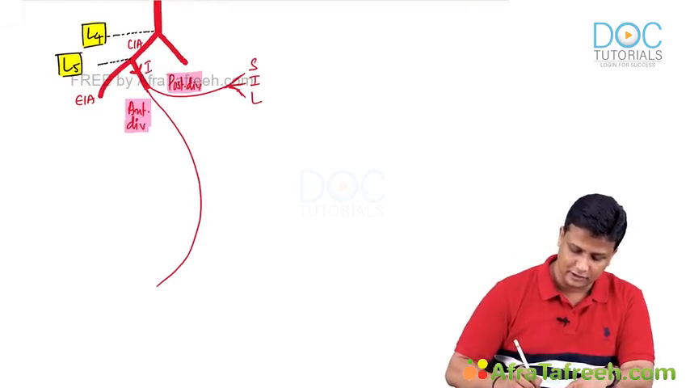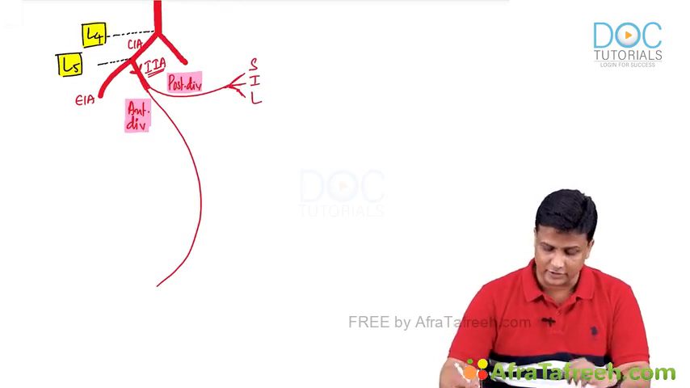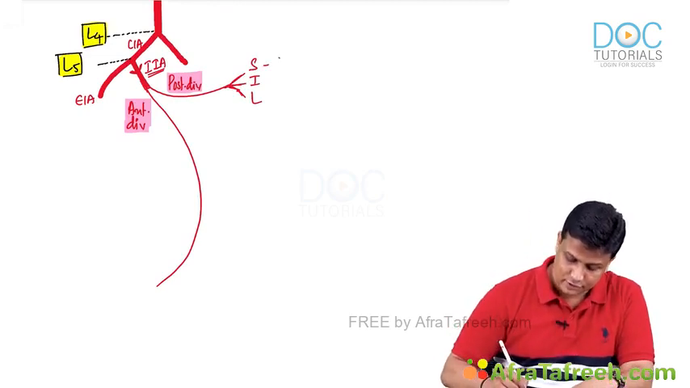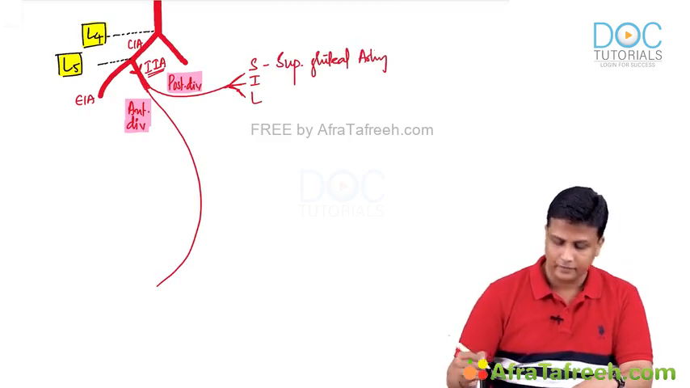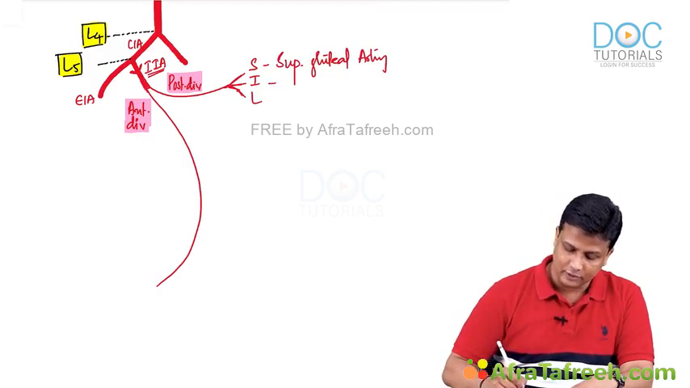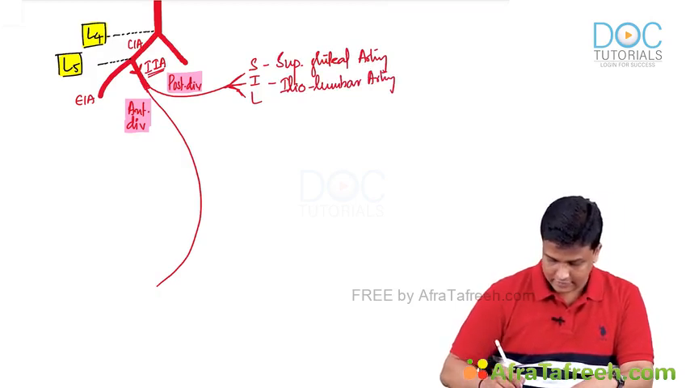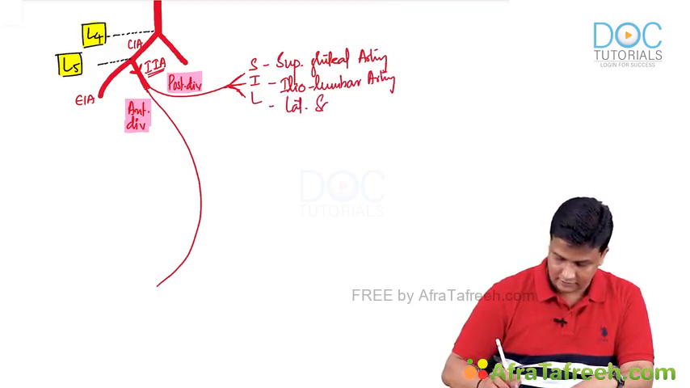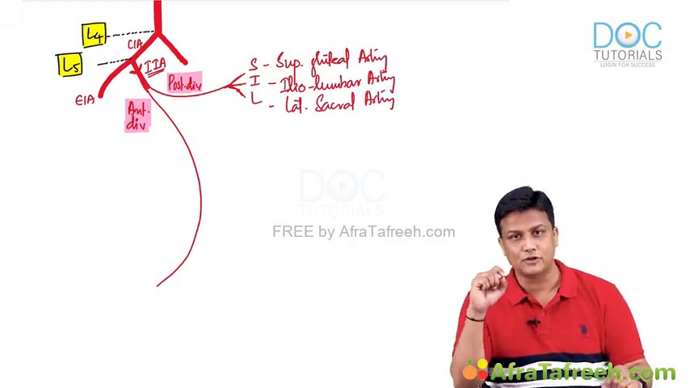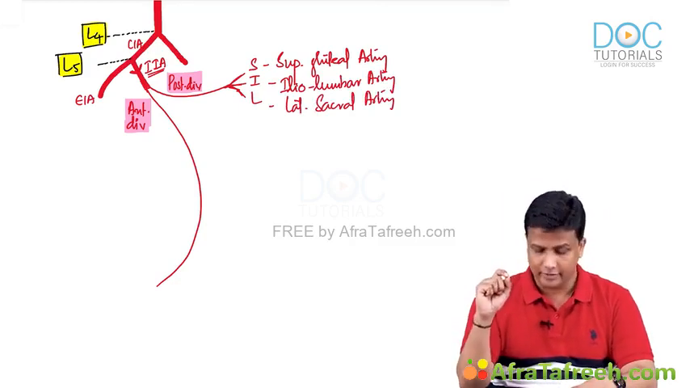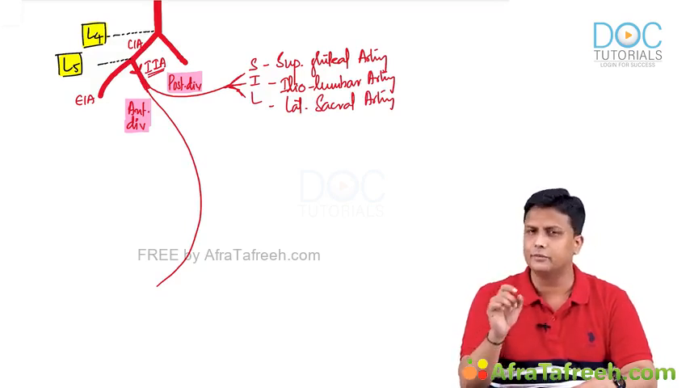So the internal iliac artery divides into 2 divisions, and the posterior division gives rise to only 3 branches. Out of these 3, S stands for superior gluteal artery, I stands for iliolumbar artery, and L stands for lateral sacral artery. That's all, guys. So remember SIL branches. These are the 3 branches given from the posterior division.